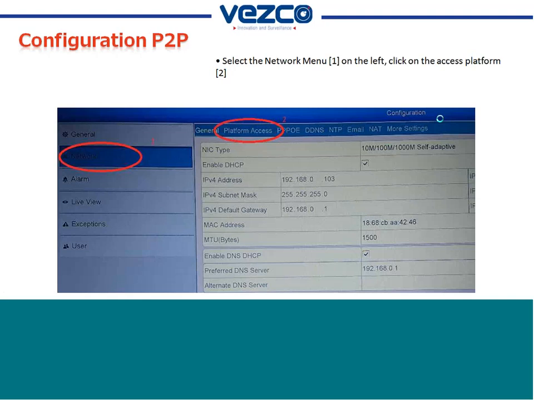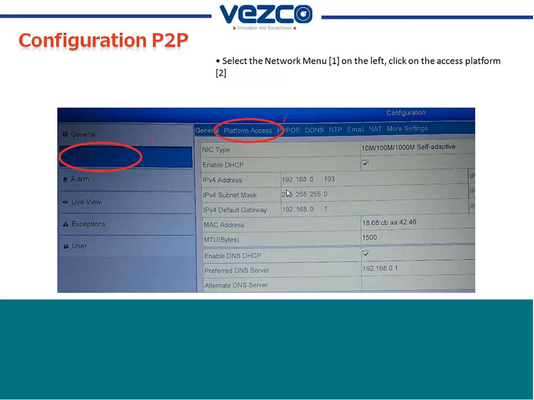Once we click on network, it's very important that we go to the general tab, and inside the general tab, we have DHCP enabled. DHCP has to be enabled. It comes enabled by default, but make sure it is. Once you have it enabled, then we're going to go into platform access, which is the second tab.